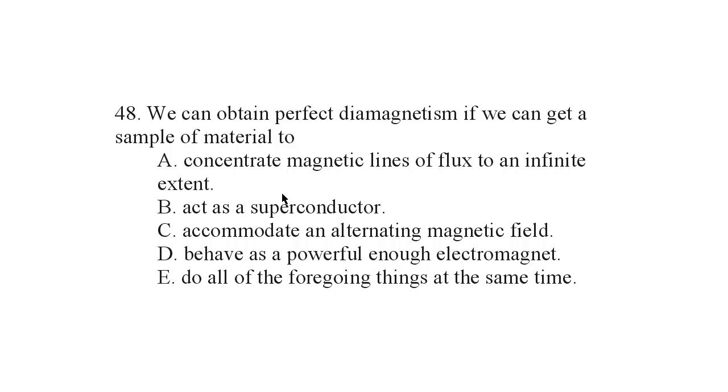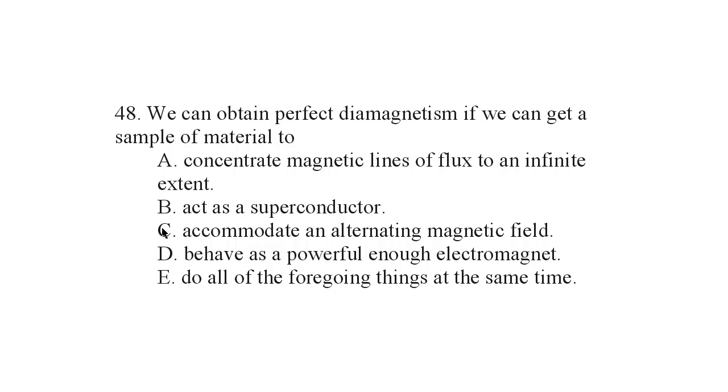Concentrate magnetic lines of flux? Well, no, we certainly don't want to do that, and it's impossible to concentrate magnetic flux to an infinite extent anyway. That would be perfect ferromagnetism, not perfect diamagnetism. How about choice C, accommodate an alternating magnetic field? Well, any kind of a material will do that, except a perfectly diamagnetic material. That will expel magnetic lines of flux, so it'll also expel an alternating magnetic field. So C is definitely wrong.